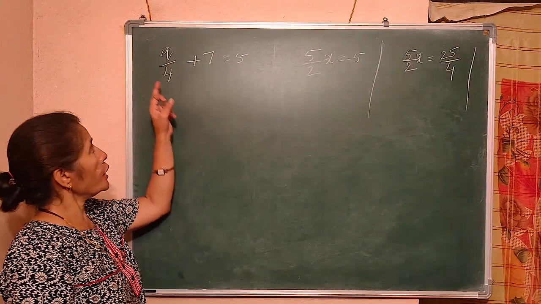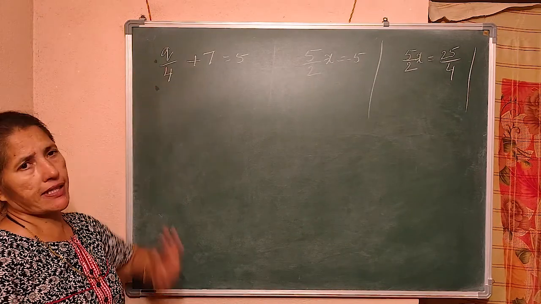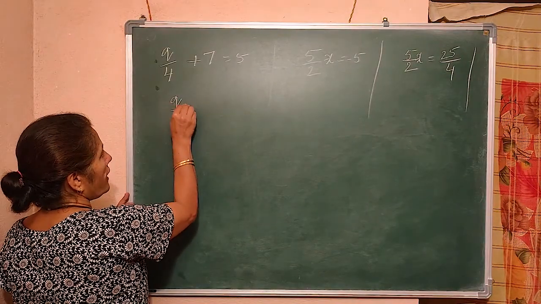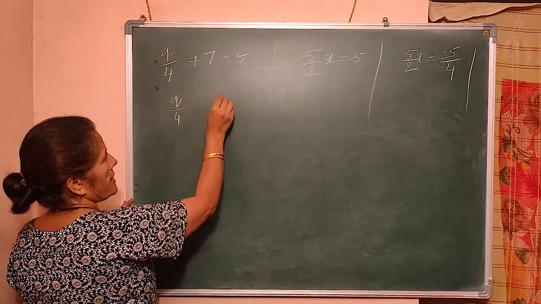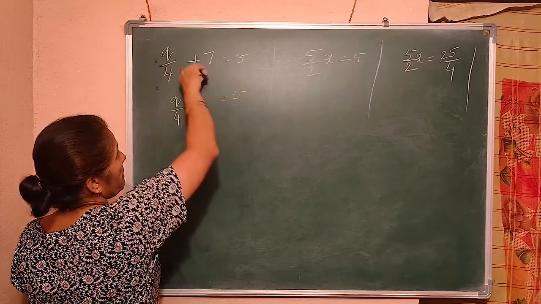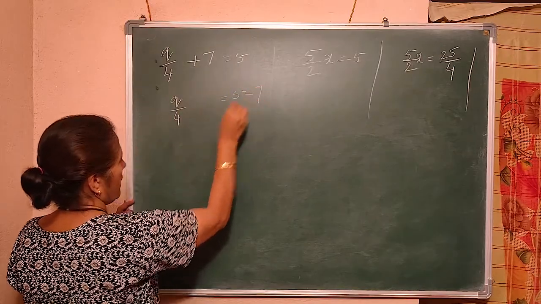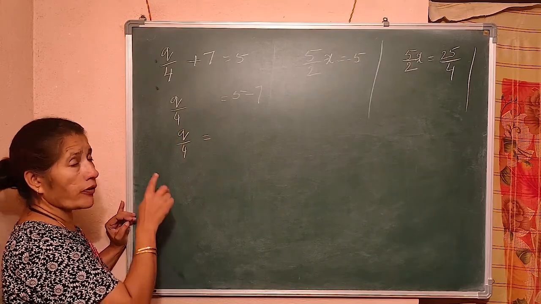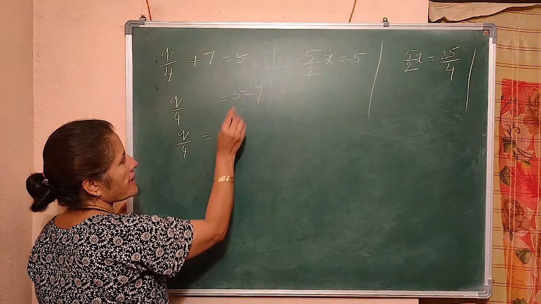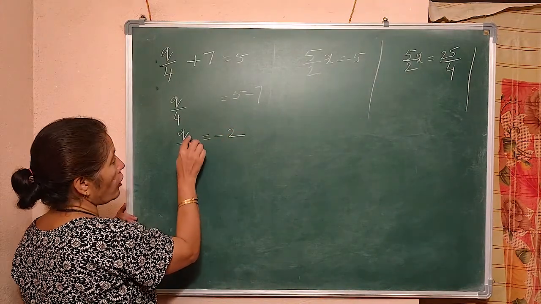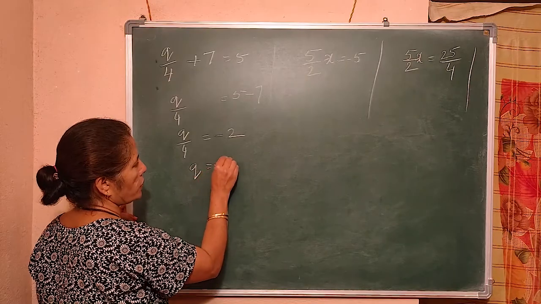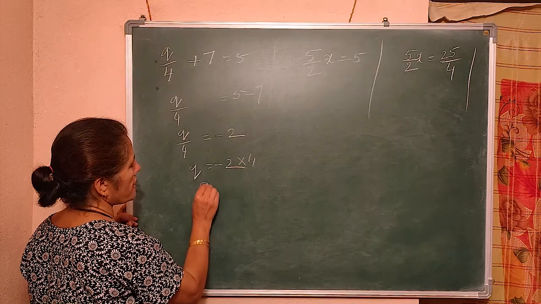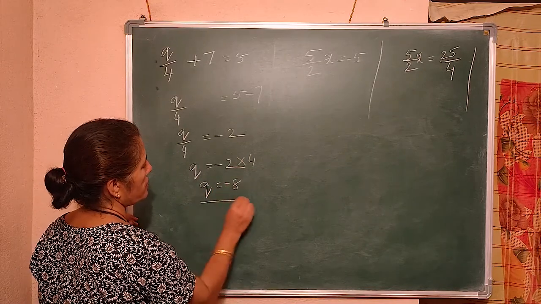Next question is q divided by 4 plus 7 is equal to 5. So what is the next step? Q divided by 4 you keep this side, is equal to 5, plus 7 goes that side, minus 7. So q divided by 4 is equal to, don't be in a hurry, go in a very systematic way, 5 minus 7 is minus 2. Now I want q. Q is equal to minus 2. Here it is divided, so take that side into. So q is equal to minus 8.